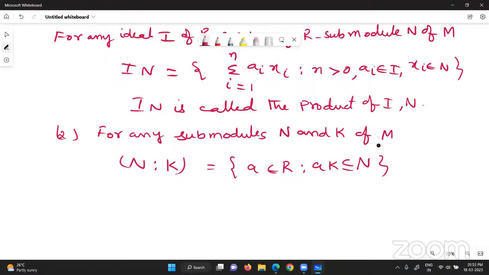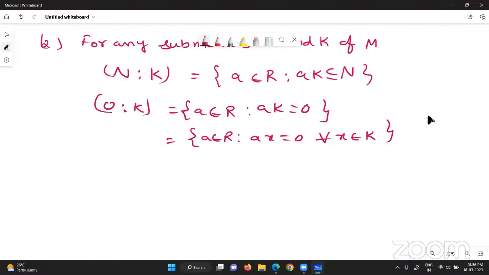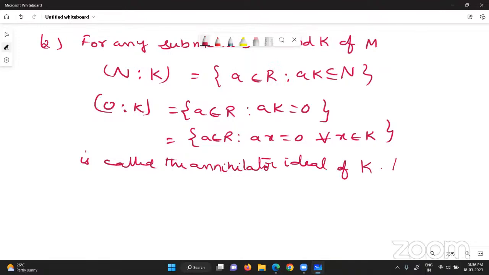Now suppose in place of N you take the element 0, such that (0 : K) is the set of all a belongs to R such that aK is 0, which is nothing but the set of all a belongs to R such that ax equals 0 for all x belongs to K. This is known as the annihilator ideal of K, which we denote by Ann K.